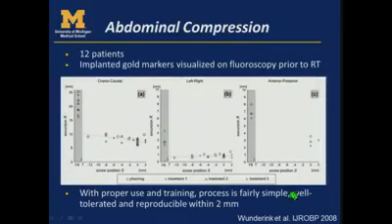And just another example here, 12 patients with implanted gold markers looking at fluoro, with free breathing excursion up to 2.5 centimeters, and then here with increasing compression, getting close to the 5 millimeter range. And so I think with proper use and training, using compression is pretty simple and can be well tolerated by patients, but it does require experience within your clinic. So it's not something you want to do on a random patient here or there. You really want to make sure your whole treatment team has experience with this technique.